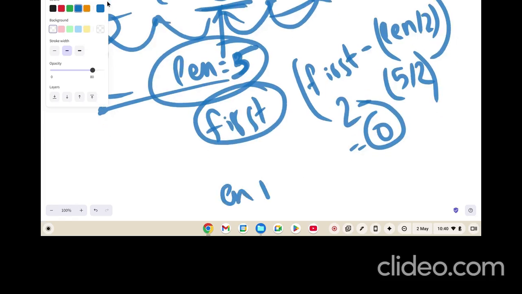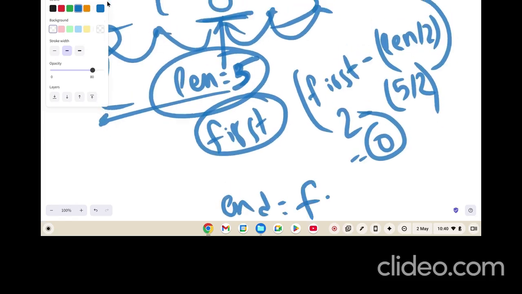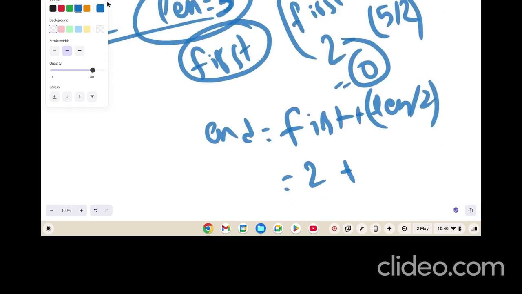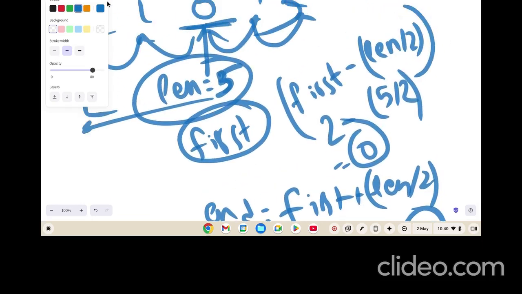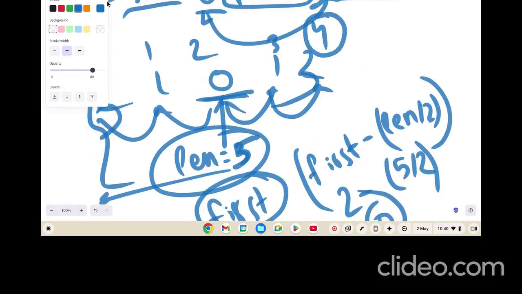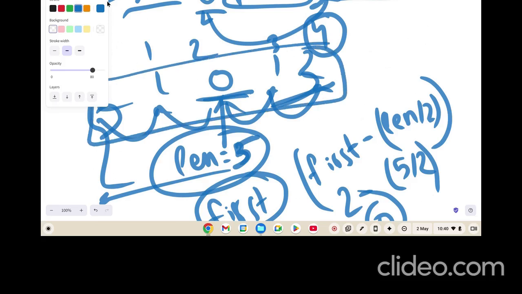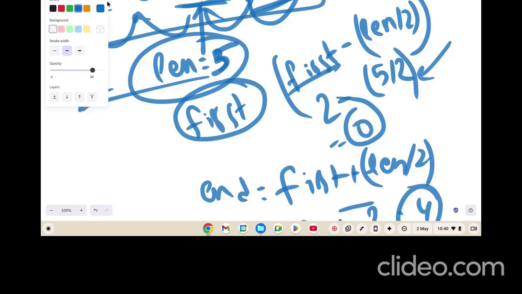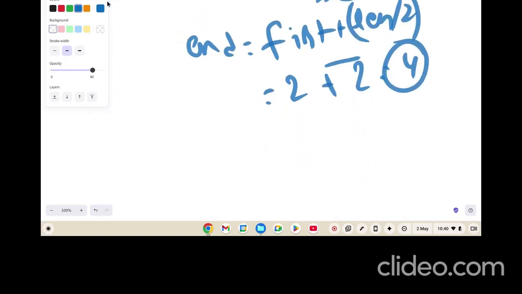Where will I end at? I will end at first plus length by 2. First was at index 2, length was 5 by 2, which is 2, which is 4. So see, you are ending at 4. So by this way, you can create a subarray of that given length. So you can find the starting point, you can have the ending point. Understood?